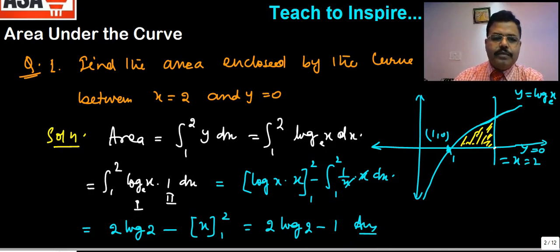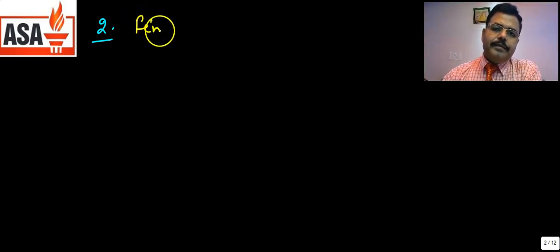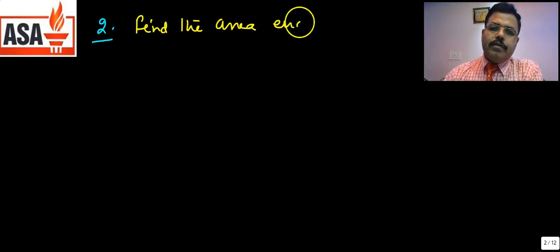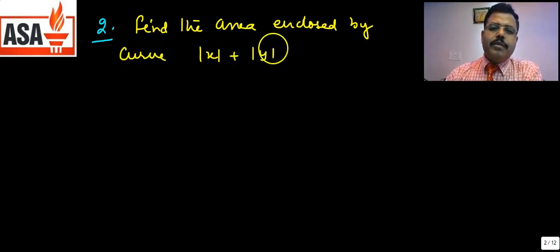Now let us move to the second question. And what is the second question? Second question is, find the area enclosed by the curve mod of x plus mod of y is equal to 1.